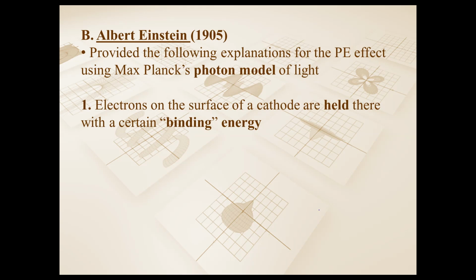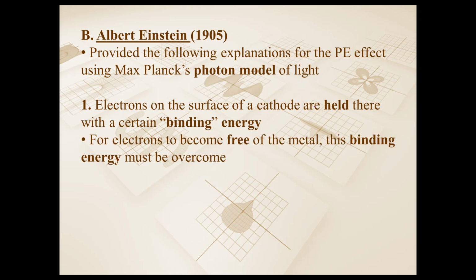So here's how he explains the photoelectric effect. Einstein says that the electrons on the surface of a cathode are held there with a certain amount of binding energy. Why are they held there? If this is my cathode, and you have electrons on the cathode, well, the cathode itself would also have a nucleus, made up of some protons. So there's going to be some electrostatic force, an attractive force, that holds the electrons to the actual cathode. So they're bound there with a certain amount of binding energy.